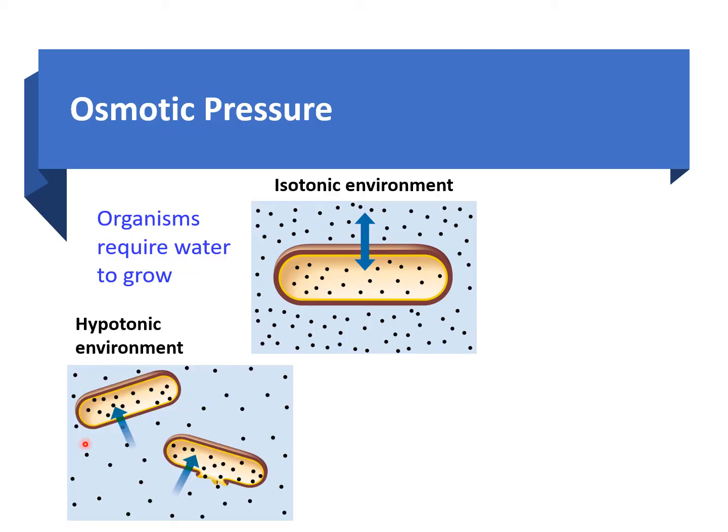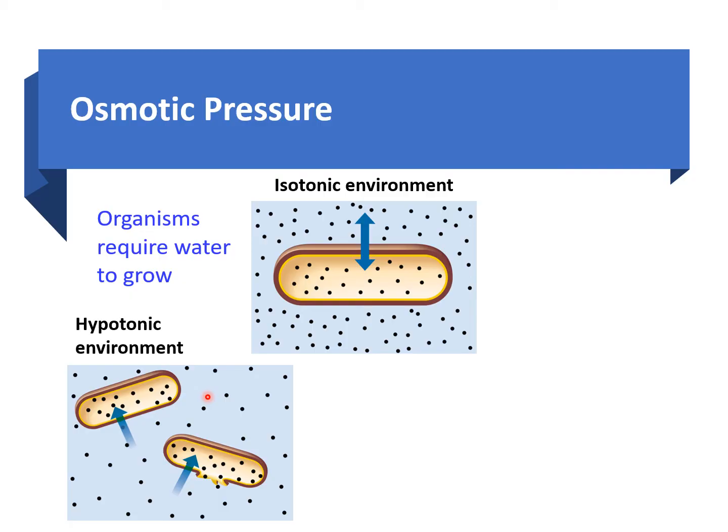Now let's take a look at this condition right here. Here is the bacteria cell. Okay, now the black dots are representing the solutes. Okay, so notice how outside the bacteria there are way less solutes compared to inside the bacteria. See how the bacteria has way more solutes compared to outside?